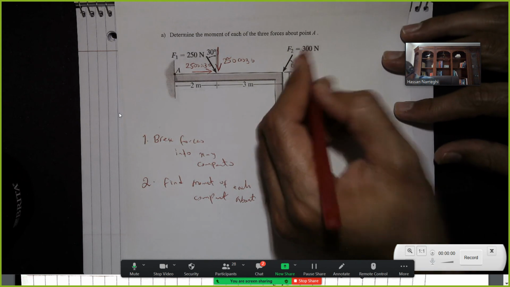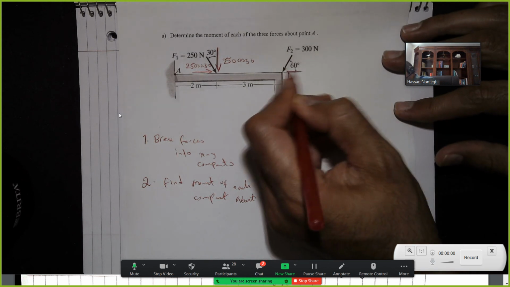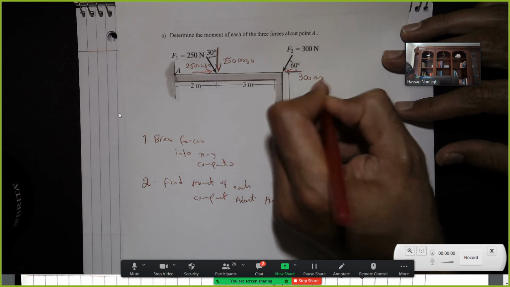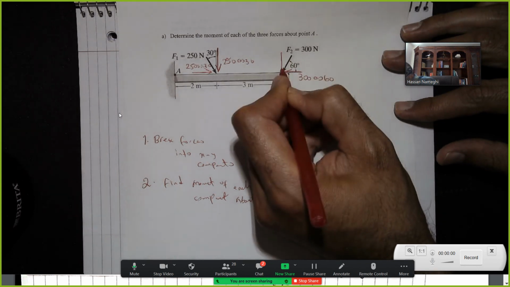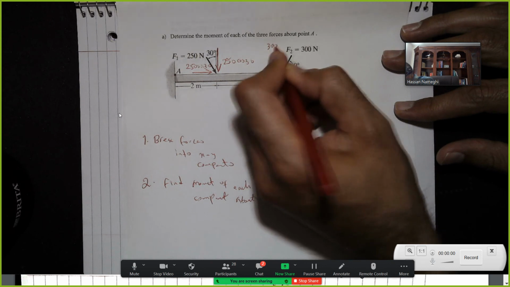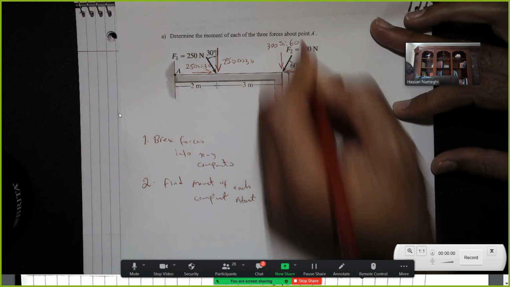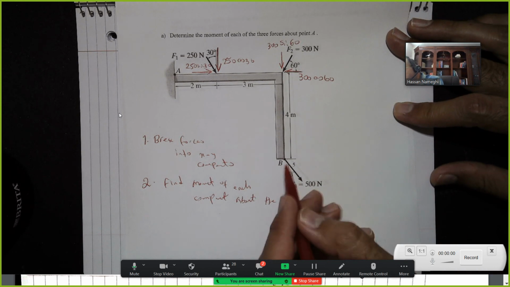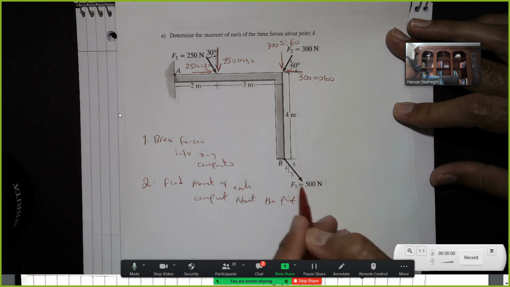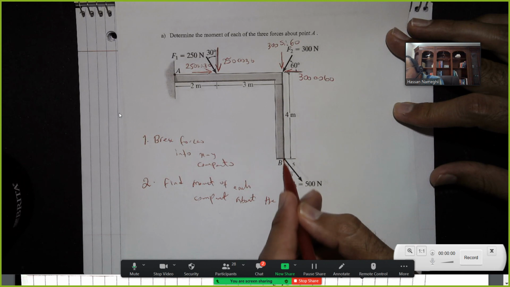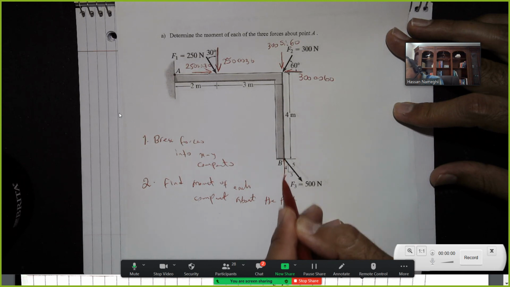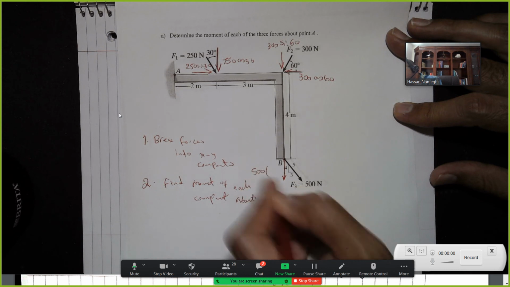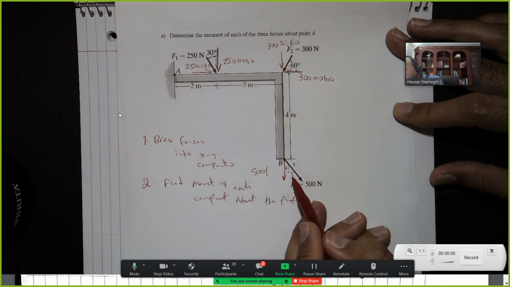Move on to the next one, the F2. F2 I have 300. On the X will be 300 cosine 60. On the Y I'm going to get 300 sine 60. Now on the X for F3, you can find the angle or you can just use the ratio. F3 is 500, so 500 times cosine of 3 over 5.